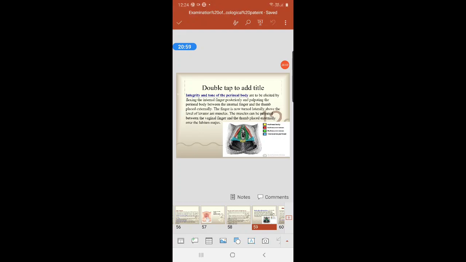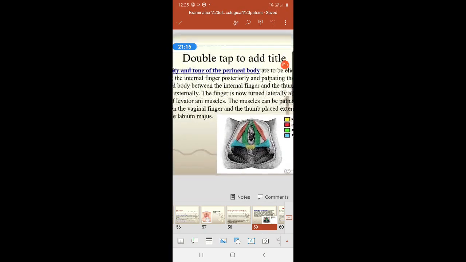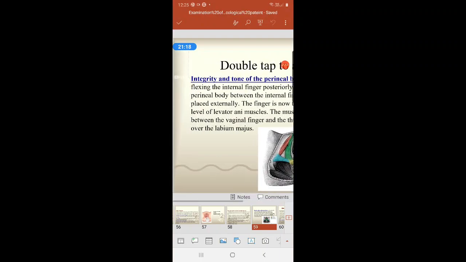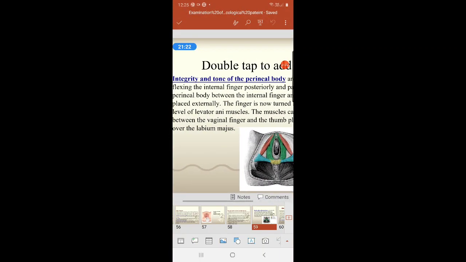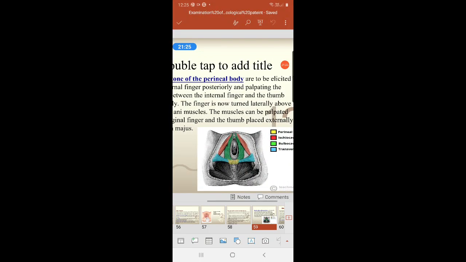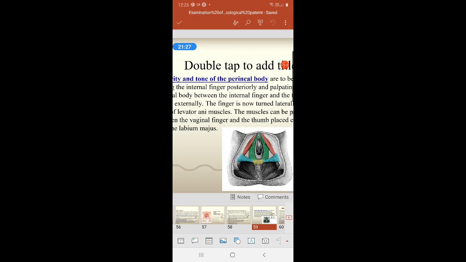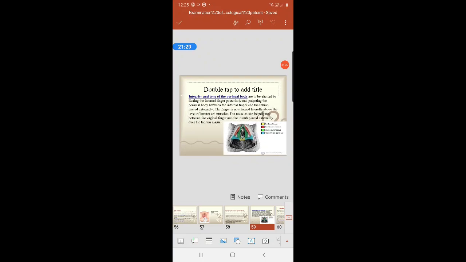Next, the integrity and tone of the perineal body is elicited by flexing the internal finger posteriorly and palpating the perineal body between the internal finger and the thumb placed externally. The finger is now turned laterally above the level of the levator muscles. The muscles can be palpated between the vaginal fingers and the thumb placed externally over the labia majora. So this is the method of palpation of the perineal body.